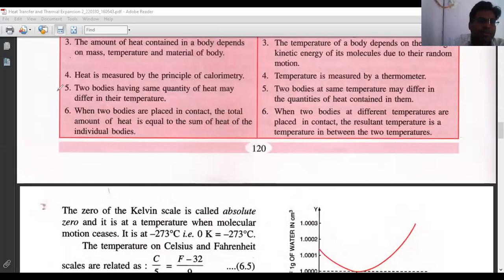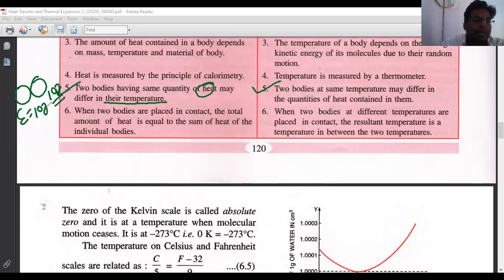Your next point is the fifth one. Two bodies having the same quantity of heat may differ in their temperature, right? So the quantity of heat may be the same, but there will be a temperature difference. How is that possible? Let me explain. Suppose two bodies have the same energy, 10 joule each, but one is lying at 100 degrees Celsius and the other is lying at 20 degrees Celsius, right?